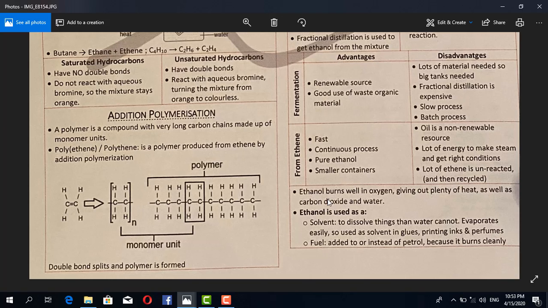Ethanol, since it's an alcohol, burns well in oxygen, giving out plenty of heat, as well as carbon dioxide and water. We use ethanol as a solvent to dissolve things that water cannot, and it evaporates easily, so it's used in glues, printing inks, and perfumes, and as a fuel added to or instead of petrol, because it burns cleanly.